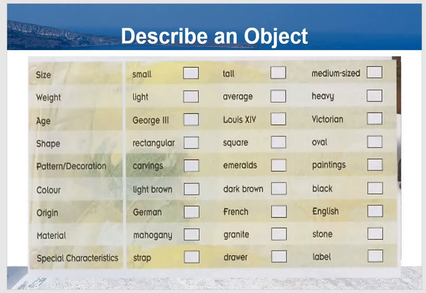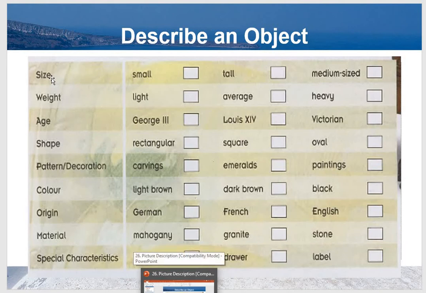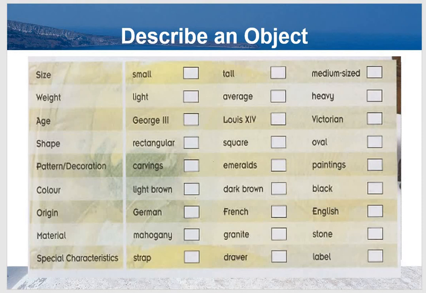If you are just describing an object, start from size: small, tall, medium size. Then weight: light, average, heavy. Age: a human being's age or the age of that object. Is it an antique or a new thing? Shape: rectangular, square, oval. Pattern: carvings, emeralds, paintings. Color, origin. It's made of, Pakistani culture, made in Germany, made in China. Material: mahogany, granite, stone. Special characteristics which you want to highlight.